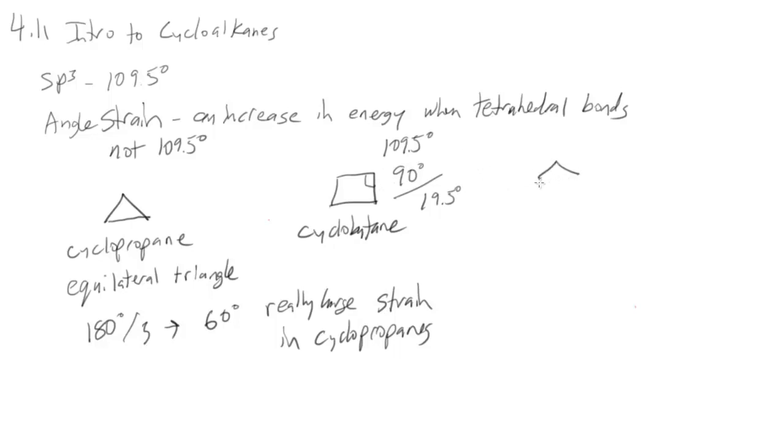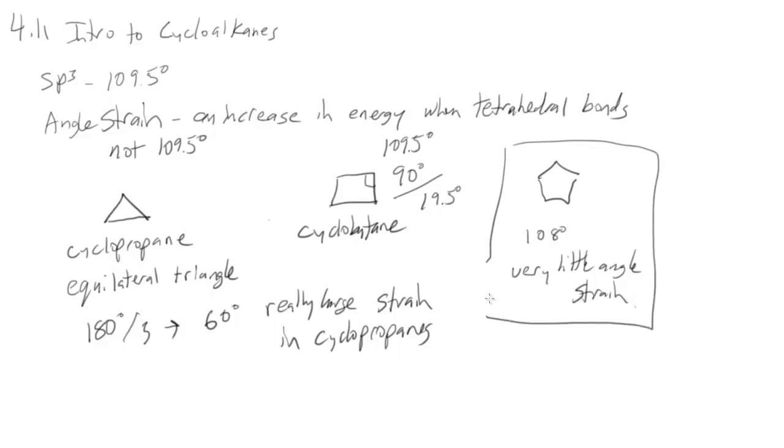If I look at cyclopentane, all of the bond angles here are 108 degrees, and there's very little angle strain. So because of that, cyclopentanes are really common in nature, because there's almost no angle strain.